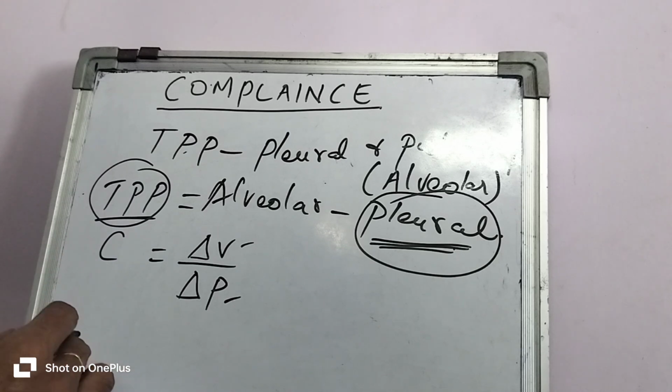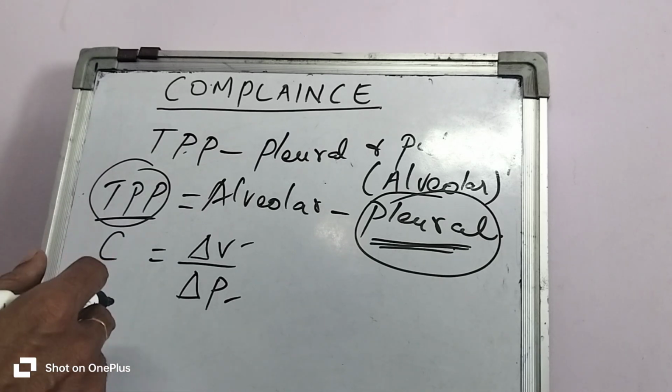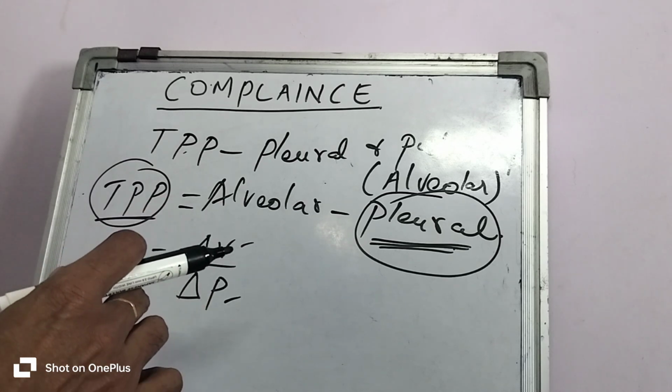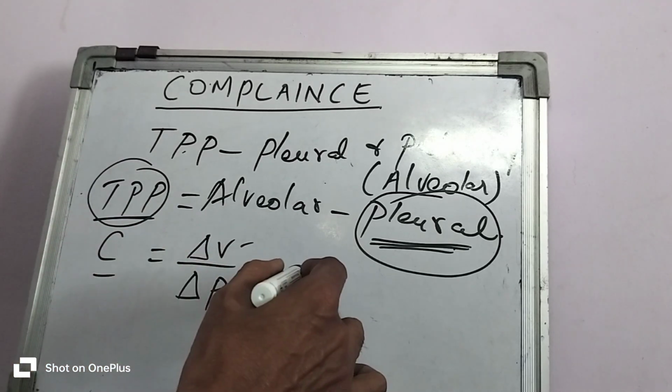This transpulmonary pressure is the measure of the elastic forces in the lung. So the transpulmonary pressure decides the expansion of the lung, and it is a measure of the elastic forces of the lung. So what is the normal value of compliance of both the lungs?